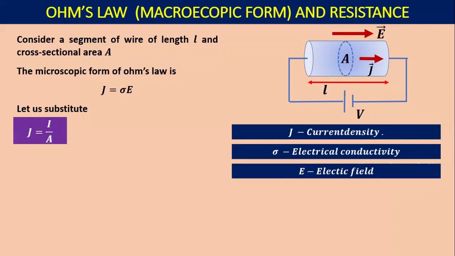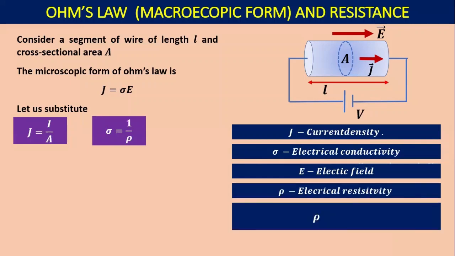J equals I by A. The current density is the current flowing per unit area normal to it. Then sigma, electrical conductivity, is the reciprocal of electrical resistivity. The electrical resistivity is given by the formula m divided by n e square tau. Here, all the terms on the right hand side are parameters of a material. For a given material, the electrical resistivity is a constant. But as we increase the temperature, the frequency of collision increases, the relaxation time decreases, then resistivity increases.